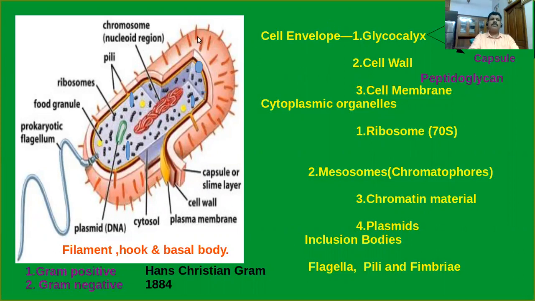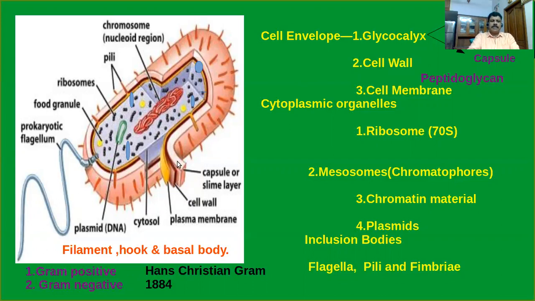The outermost covering we can collectively call the cell envelope. The cell envelope has three layers. The outermost layer is called the glycocalyx. The second layer is called the cell wall, and the third layer, the innermost layer, is called the cell membrane. This outermost layer we can collectively call the glycocalyx. Look, this is the glycocalyx.